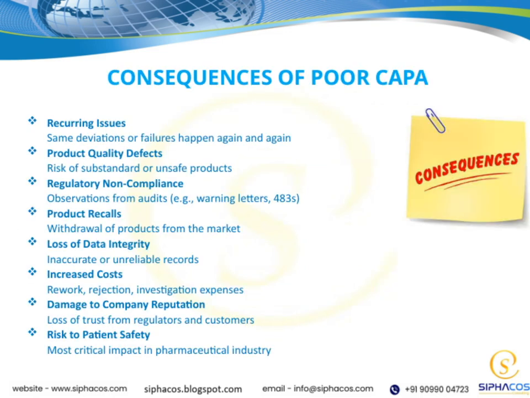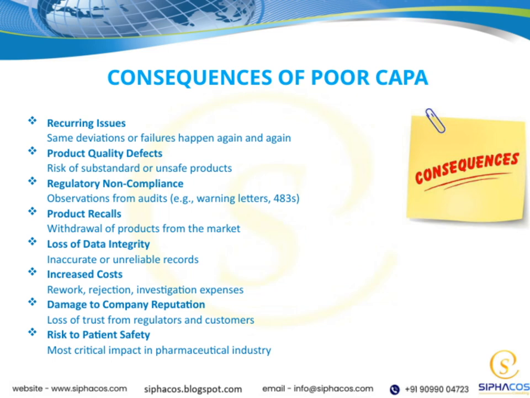Let's take a closer look at some of the recurring issues that can arise in our processes. These are problems where the same deviations or failures happen repeatedly, which indicates that our corrective actions might not be addressing the root causes effectively. One major concern is product quality defects. These can lead to the risk of producing substandard or even unsafe products, which is unacceptable, especially in our industry where safety is paramount. Another critical issue is regulatory noncompliance.